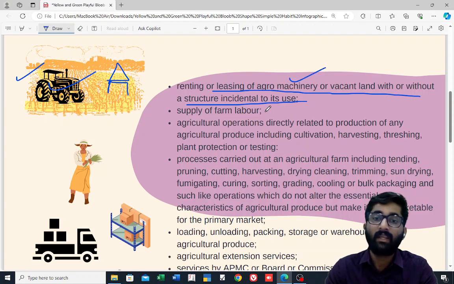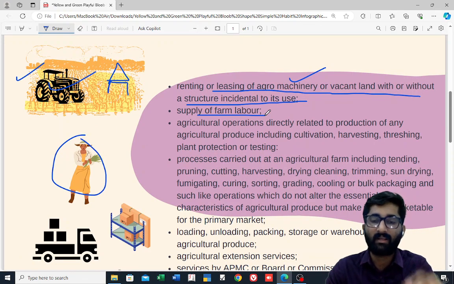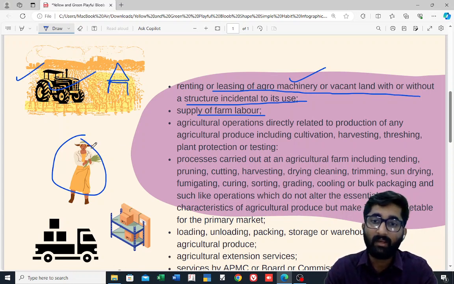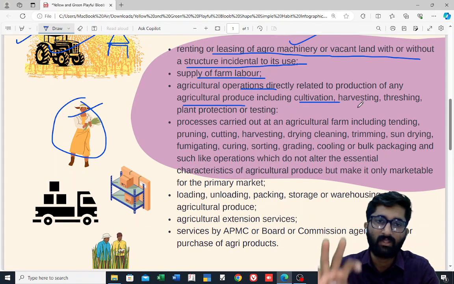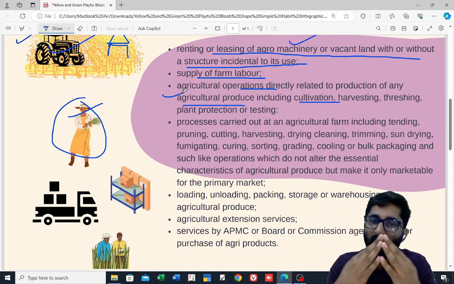Once you have the farm and the agro machinery required for cultivation of the land, next you require farm labor. You can see that there is one lady here, a farmer, farm labor. If someone is giving you the service of farm labor, that is also exempt. This labor will do the agricultural operations directly related to the production of any agricultural produce, including the cultivation. Later, after cultivating, she will do the harvesting, threshing, plant protection or testing, etc. All these are done in the farm, so that is also exempt.